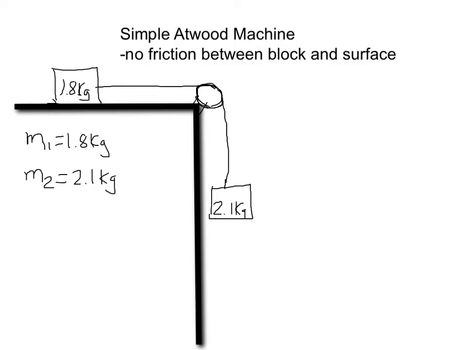First thing we want to do is look at the individual blocks and do a quick free body diagram just to get an idea of all the forces acting on these two. But then what we're going to do is look at the whole system, that's to say the two blocks and the string, and basically treat it as one body. But for now, let's just look at them individually.